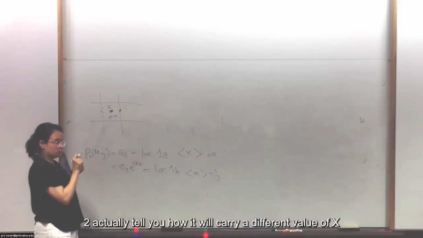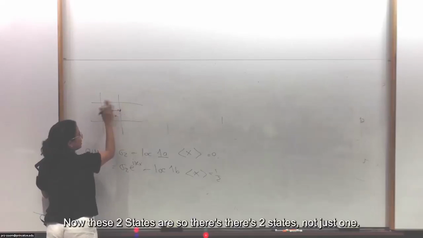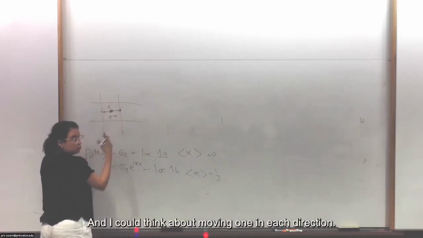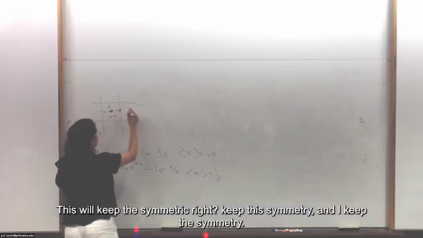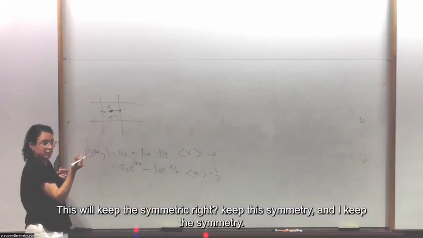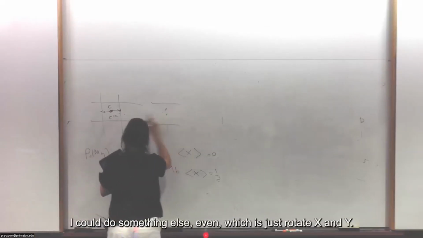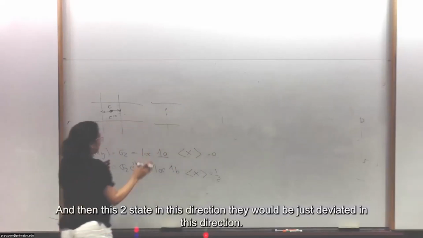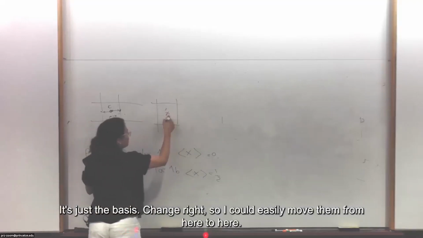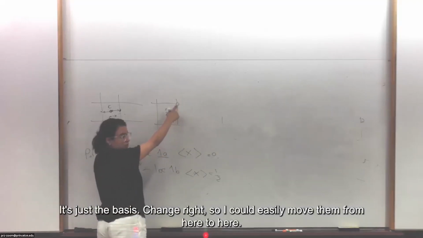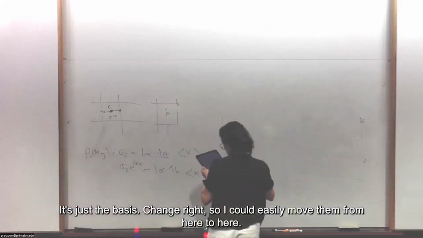And I could think about moving one in each direction. It's completely symmetric, right? I can move this guy here, keep this symmetry, and I keep this symmetry. I could do something else even, which is just rotate x and y. And then these two states which are a bit deviated in this direction, they would be just deviated in the other direction. It's just a basis change, right? So I could easily move them from here to here. So if I were to do that, you can imagine moving them around and really bringing them from this point all the way to this point. And you can just do it, no problem. And I can write you exactly what is the unitary transformation that does it.